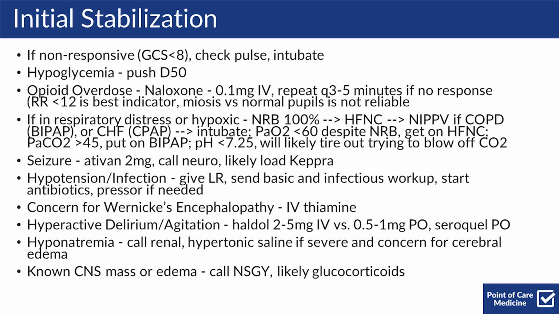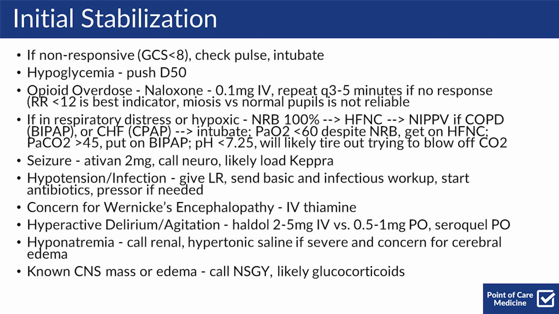Wonder about opioid overdose. You should give Narcan, naloxone, 0.1 milligrams IV and repeat this every 3 to 5 minutes if there's no response. A respiratory rate of less than 12 is the best indicator, whereas miosis versus normal pupils is not a reliable thing to find on your exam.